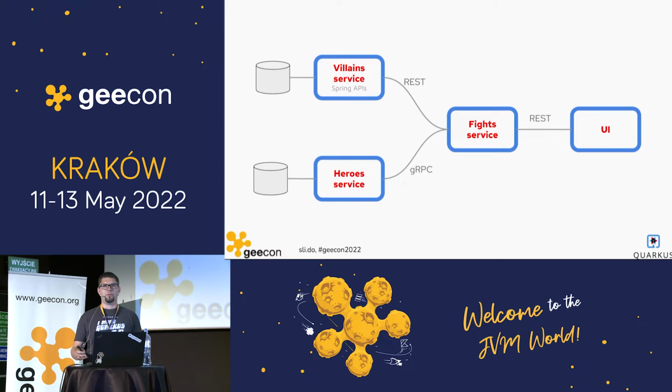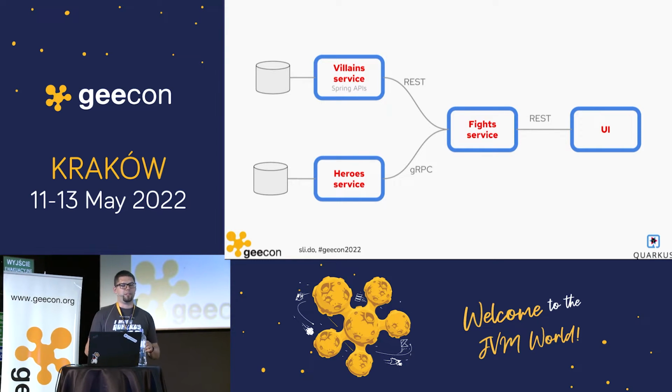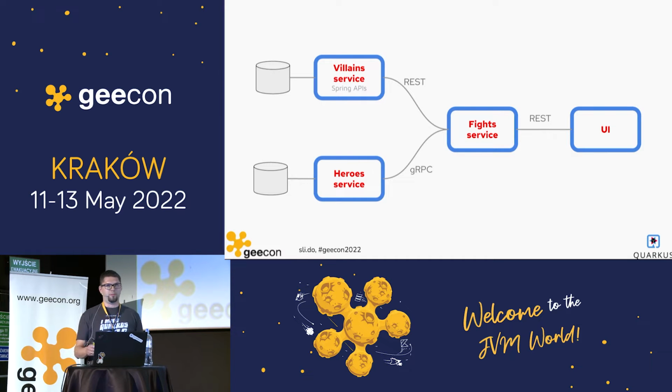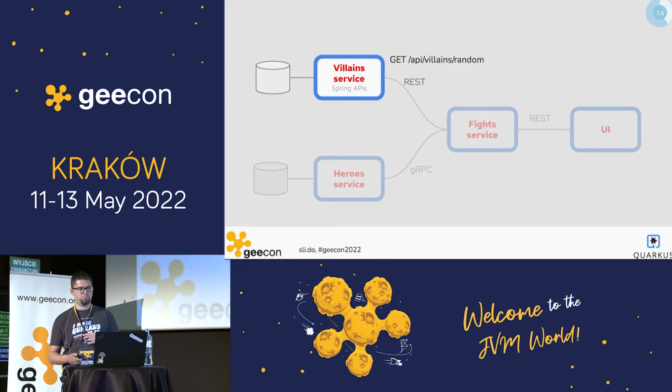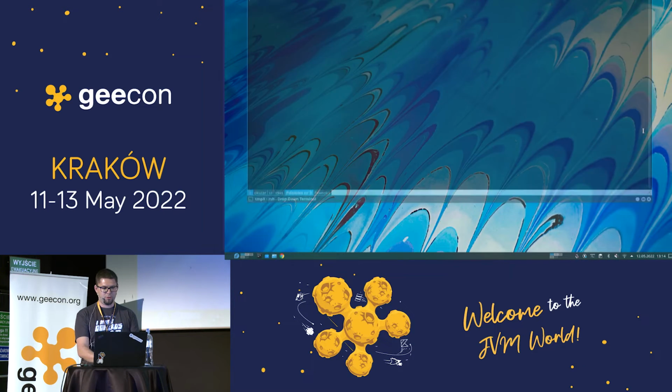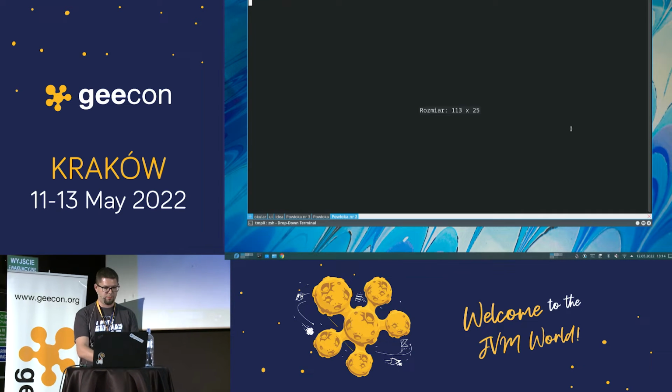And for those of you who are from the Spring world, I'll show you how to use the Spring compatibility layer here, so you don't have to learn much new stuff when you want to switch to Quarkus. And there will also be a hero service providing random heroes for the fight, and this will expose a gRPC endpoint. Both services will use databases. So let me just get to it. If my font is too small, just please let me know.